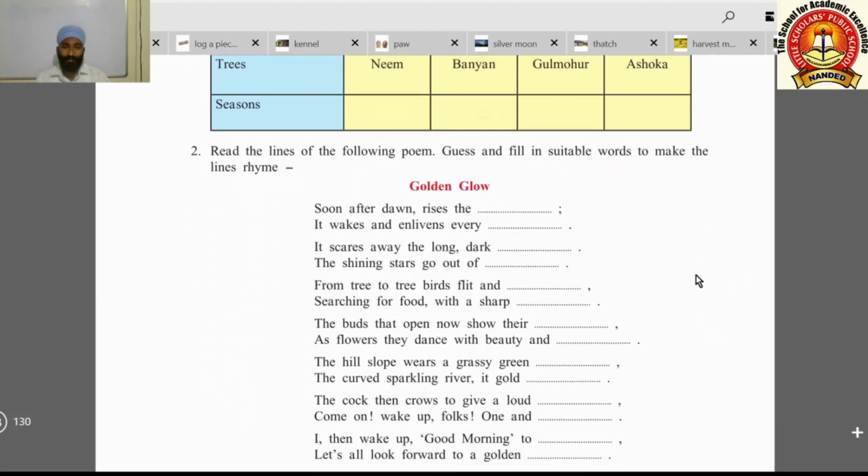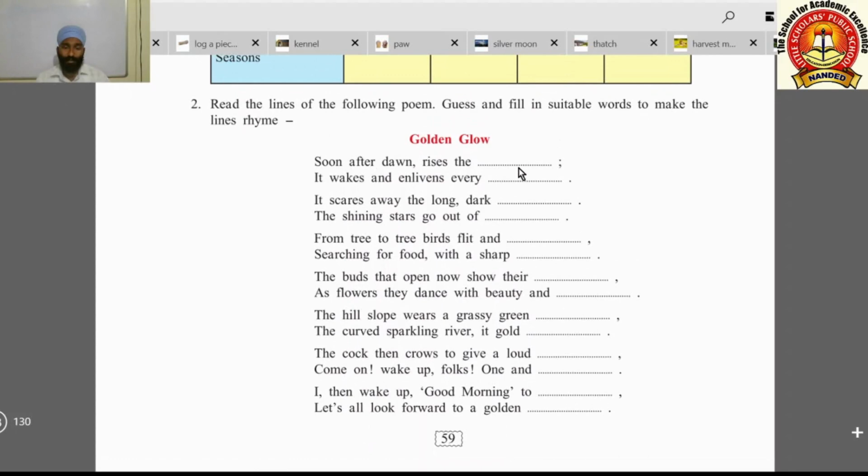After this, you complete this poem, and the last rhyming words should be meaningful. You read this poem and write what the last word should be. Soon after dawn rises the sun. So this word should come here. Like that, it wakes and enlivens every one. So this way, these lines of the poem should rhyme with each other. Also, a meaningful, suitable word should fit there. This activity you have to do in the textbook only with a pencil.